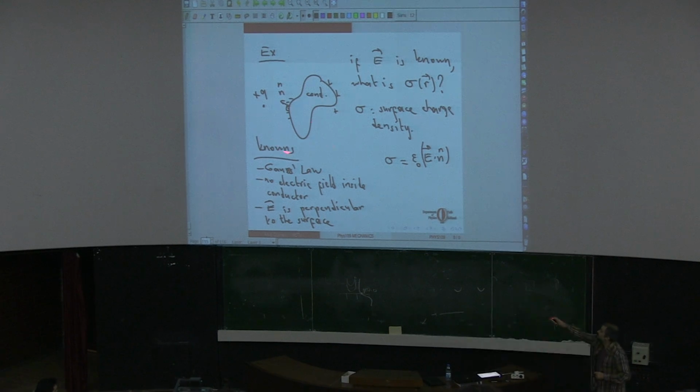Now you want to find the electric field at this region. Fine, go to that point. Calculate the electric field at that point. Calculate n at that point. Calculate this scalar product, multiply with epsilon 0, that gives you sigma at that point.